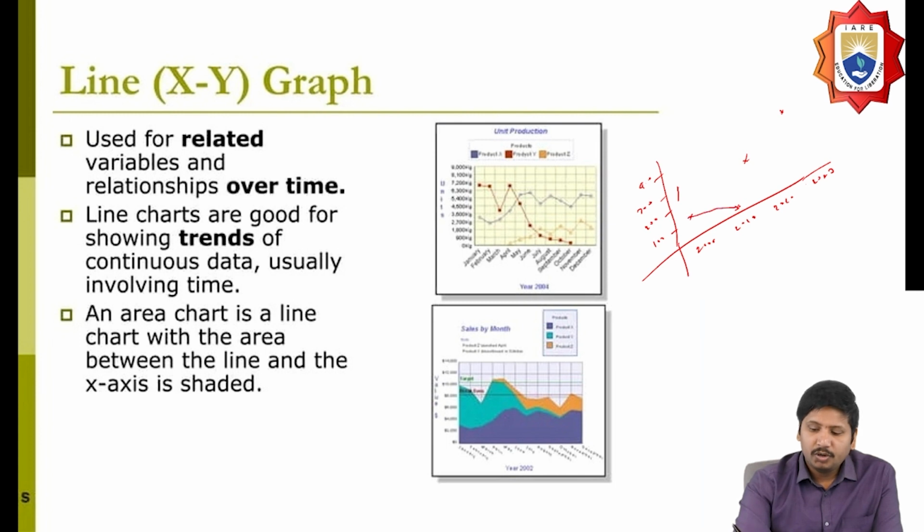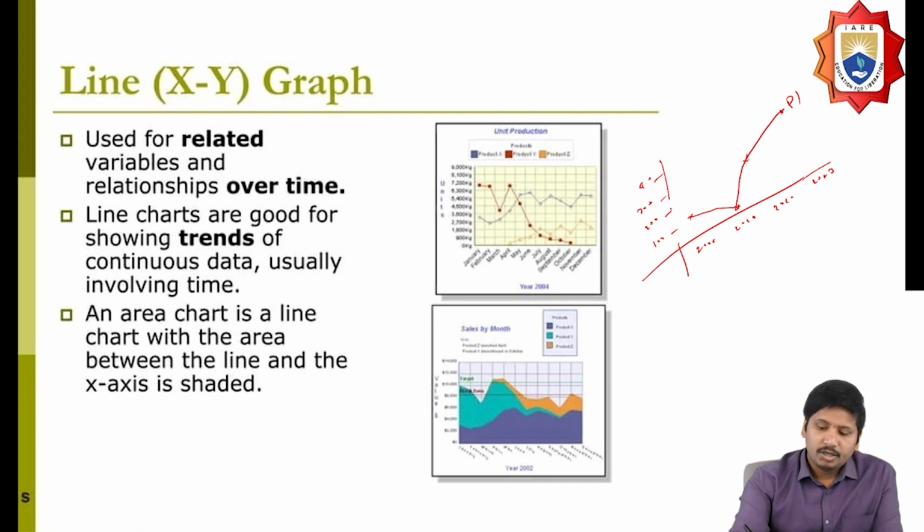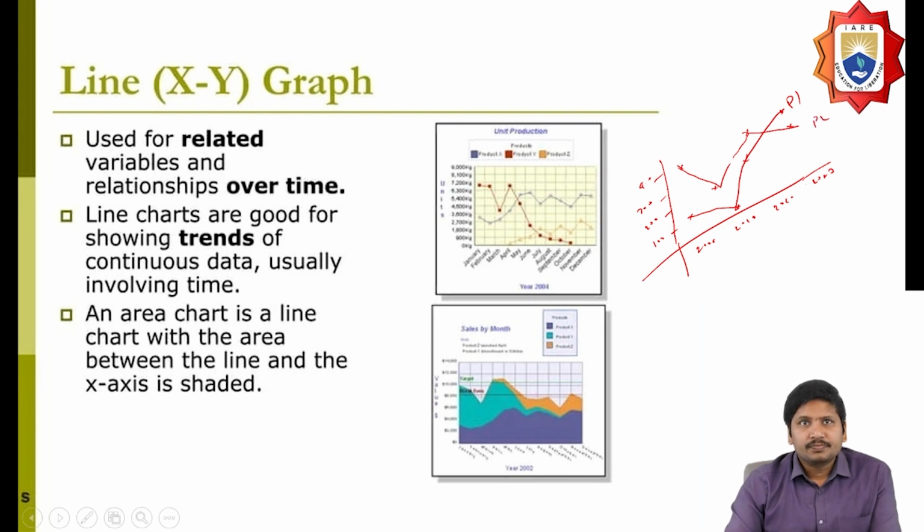So if I join all these lines, the line I get should be the line chart. This should be for a particular product one. Similarly, if I show product 2, in 2000 it should be this, and in 2010 200, and in 2023 like this. So I join all these lines, and this should be the line chart for product 2. Like this, we show the relationship with respect to time also.